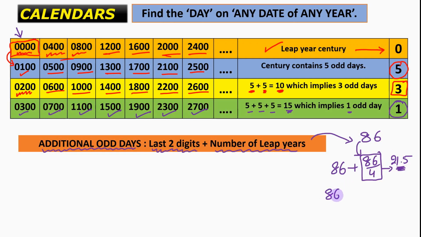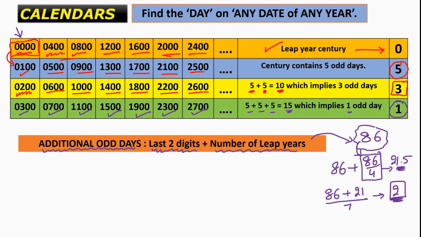So that will be 86 plus 21, and these will be the number of odd days. When it is divided by 7, it will give us a remainder of 2, and hence the years 86 will contain 2 odd days. Okay. Now let us solve a few questions on these so as to fortify our concepts.